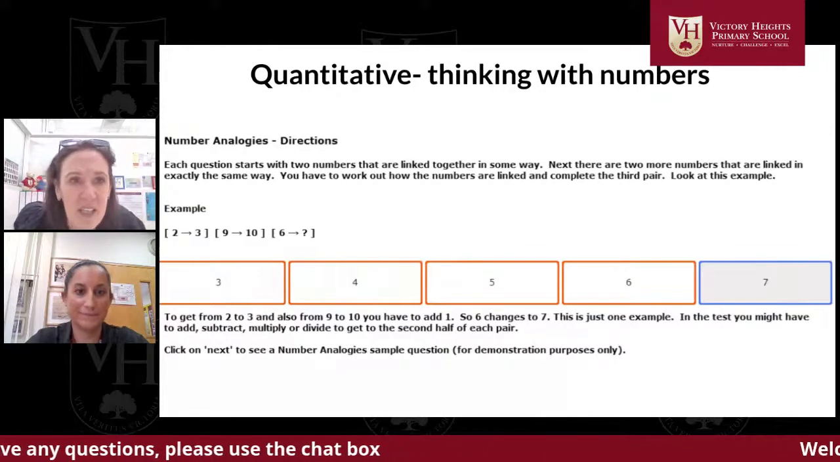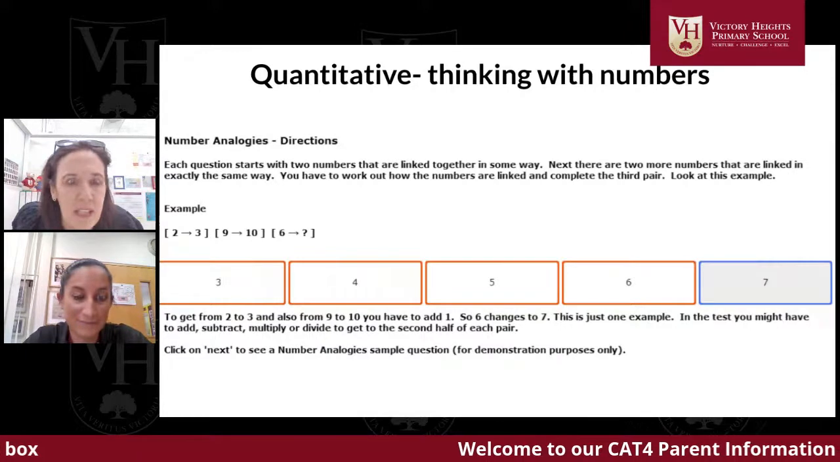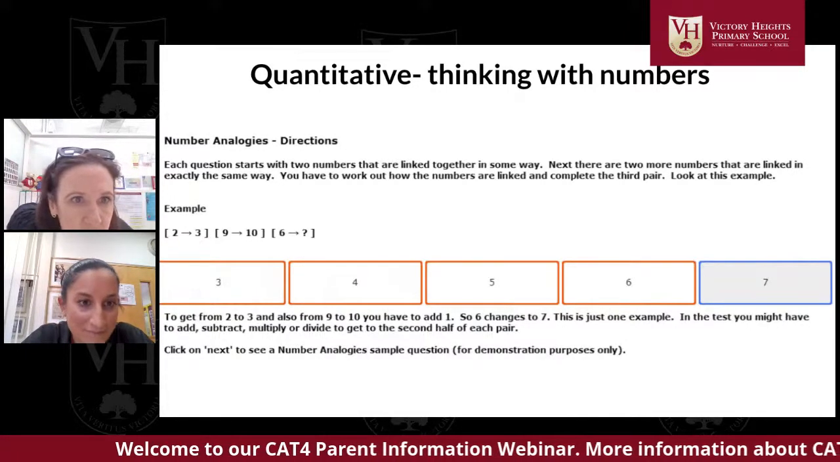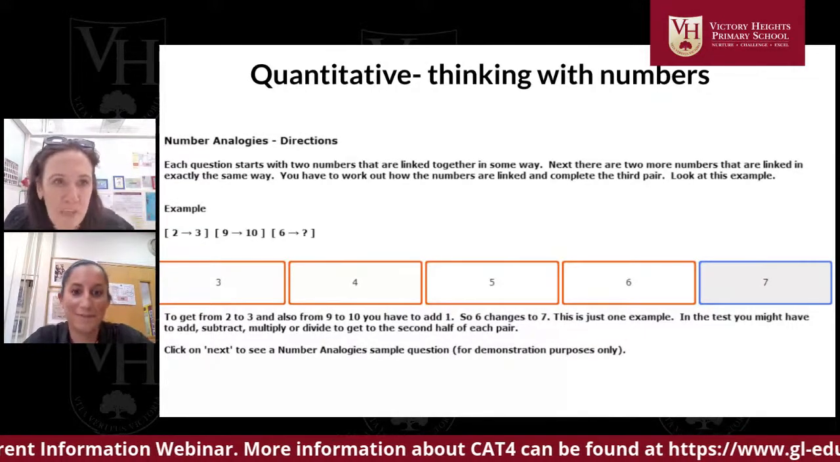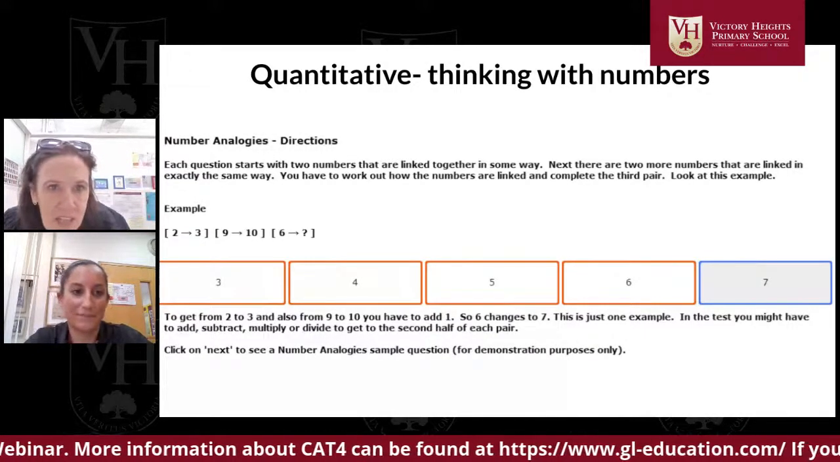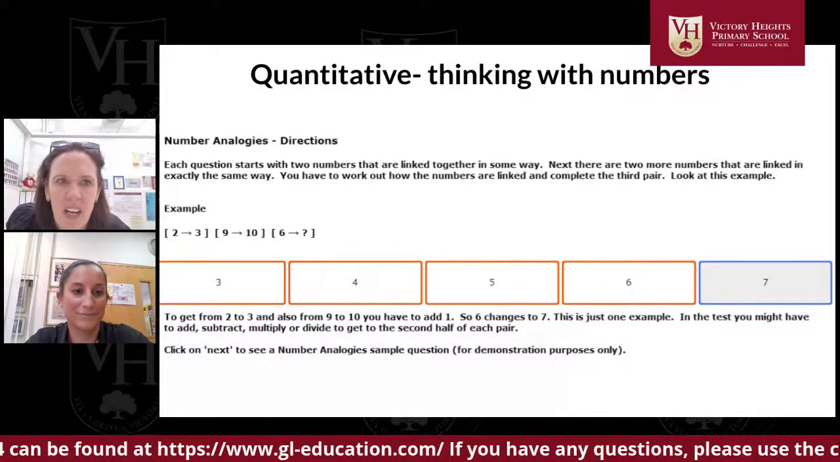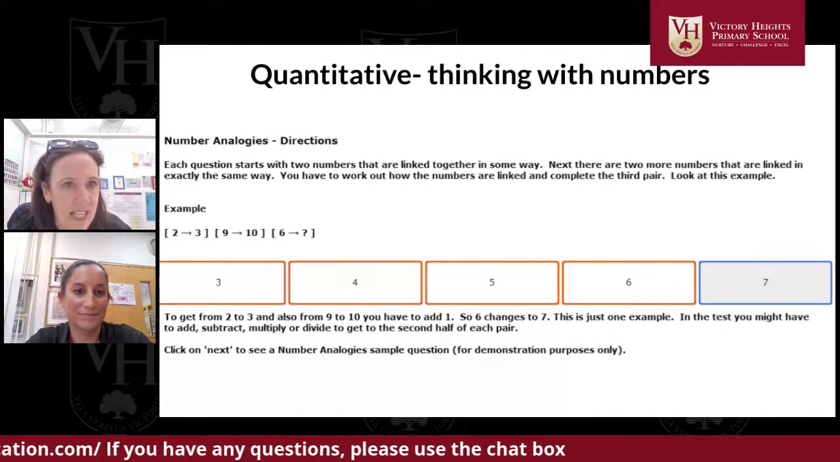Quantitative, now thinking with numbers, again, you're trying to see the one that links most likely with the pairs. So you've got 2 to 3, 9 to 10, 6 to what? What would be the partner there? You've got the options of 3, 4, 5, 6, and 7. And the child would go, okay, 6 to 7. That would be the most obvious answer, and they would select that one.